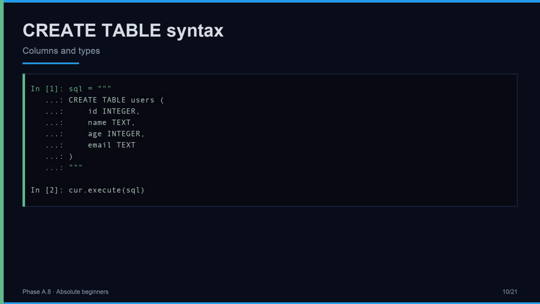You write create table, then the name of the table, then a pair of parentheses. Inside those parentheses, you list each column on its own line, separated by commas. For each column you give a name and a type. This users table has 4 columns: id as integer, name as text, age as integer, and email as text. The triple quotes let you spread the SQL across multiple lines, which makes it much easier to read than one long string. Columns have types.